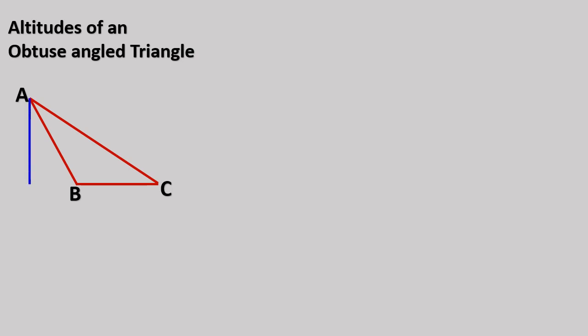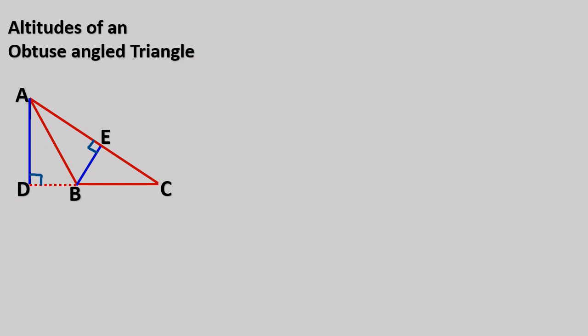So BC has to be extended to the left to meet the perpendicular, is it? So let us extend BC to the left. Yes. So AD is the perpendicular. AD is the altitude from A to BC, and you can see that altitude is lying exterior of the triangle, outside the triangle. Now from B to AC.